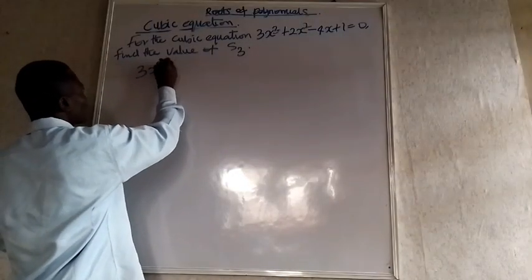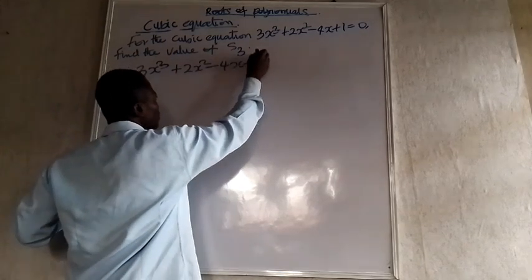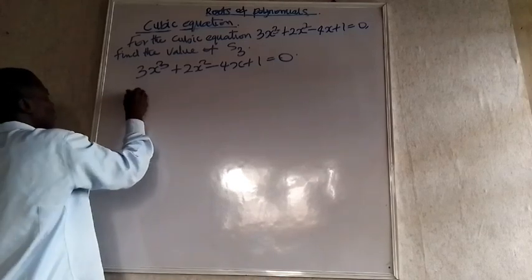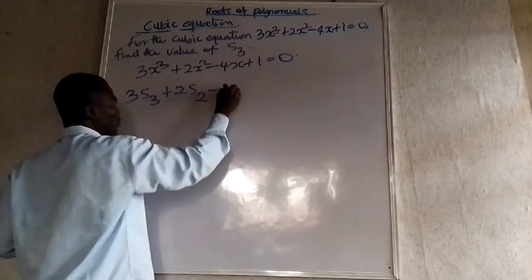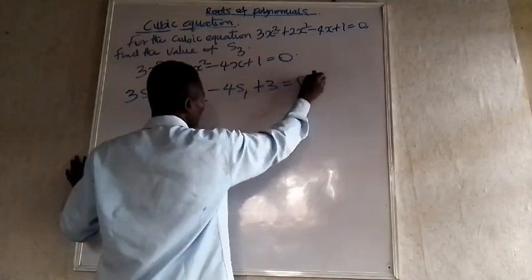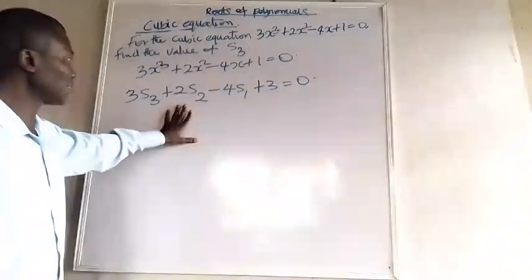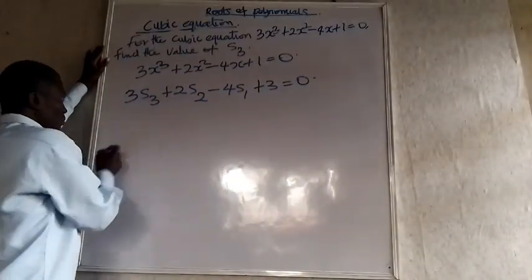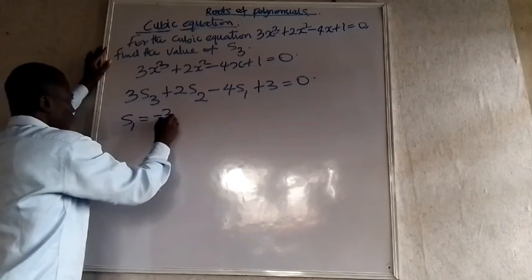So I'm going to have 3x cubed plus 2x squared minus 4x plus 1 equals 0. So we are going to have this as 3s3 plus 2s2 minus 4s1 plus 3 equals 0. Now we find s1 and s2. And it's easier to find these two using some summation. So s1, we know what that is. Minus 2 over 3.